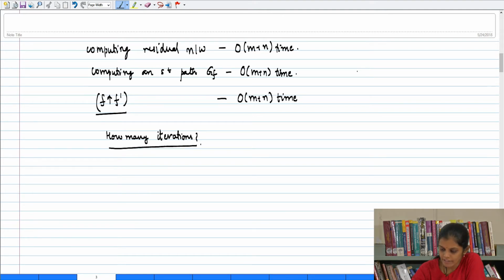So we will again have the same example. Actually I will not write flow, I will just write capacity. Or okay, I'll write.